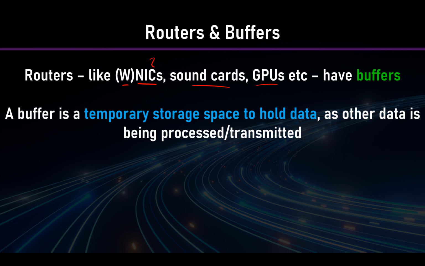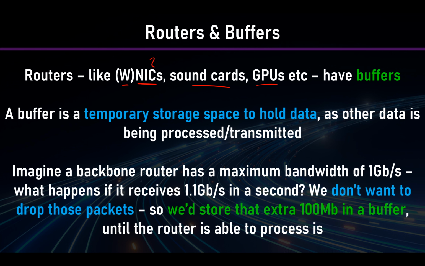So a buffer, hopefully people remember this, is a temporary storage space to hold data as other data is being processed or transmitted. Imagine a backbone router has a maximum bandwidth of 1 gigabit per second, and in reality I'm sure they're much faster than this. What's going to happen if it receives 1.1 gigabits in a single second? We don't want to drop that extra 100 megabits of packets. Because we don't want to drop them, we're going to want a temporary storage area to temporarily store this extra 100 megabits.